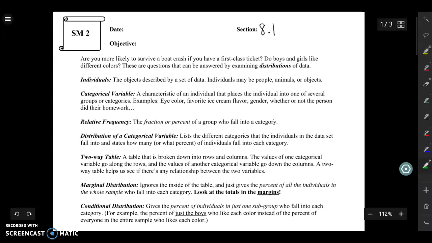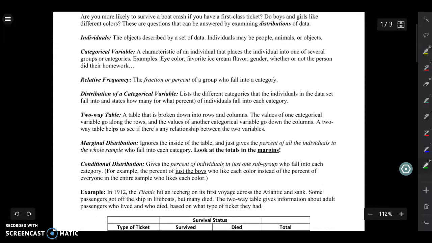The kind of questions that we're going to be asking ourselves during this unit, or during this lesson especially, are: are you more likely to survive a boat crash if you have a first-class ticket? Do boys and girls like different colors? These are the kinds of questions that we can answer by examining data distributions. So we're going to use an example to help us define these next vocabulary words. We're going to think about, do adults and kids have different favorite colors?